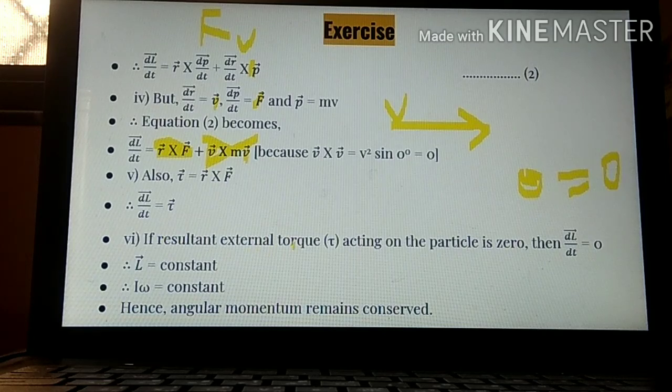So if the resultant external torque acting on a particle is 0, then dL/dt is equal to 0, which means angular momentum is constant. Therefore, I omega is also equal to constant. So angular momentum remains constant, but there is a change in I and omega.